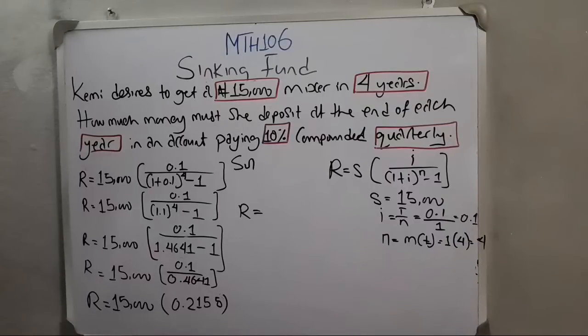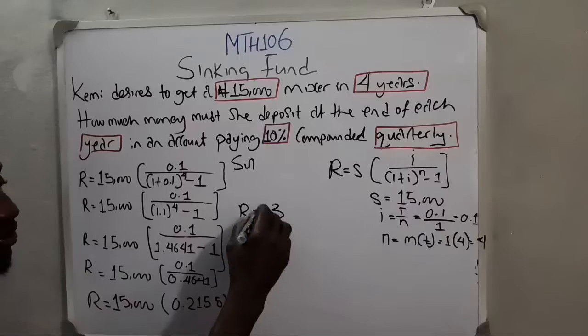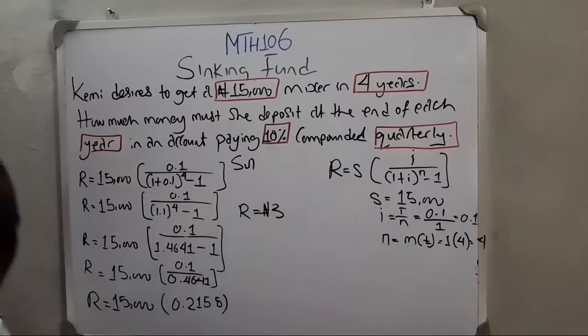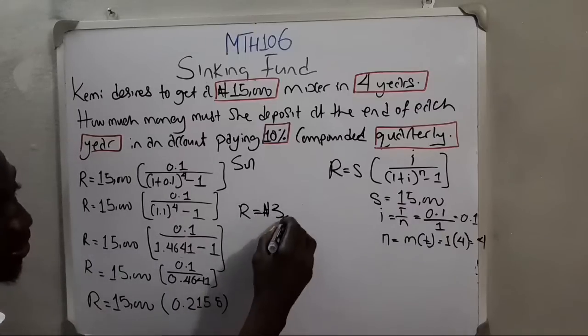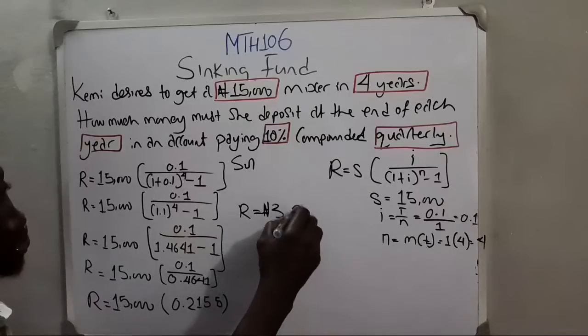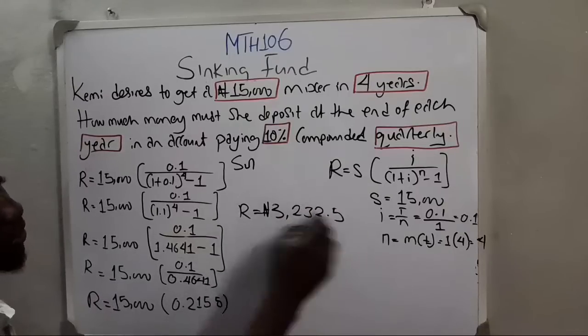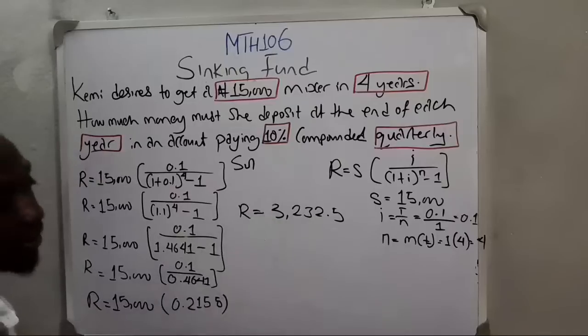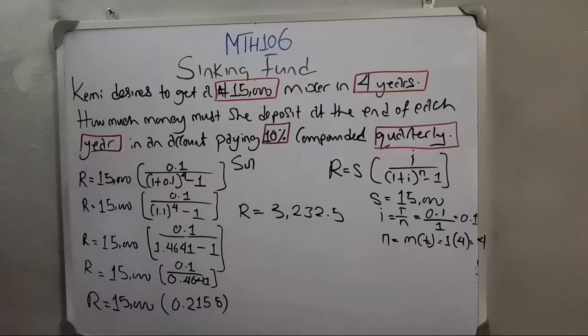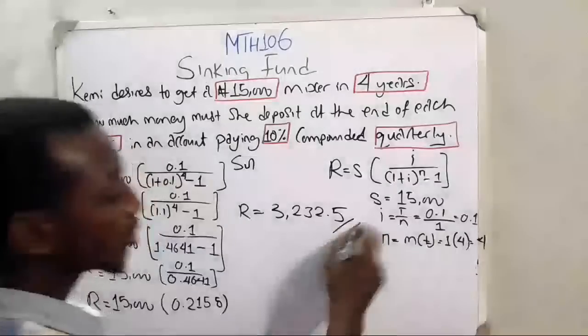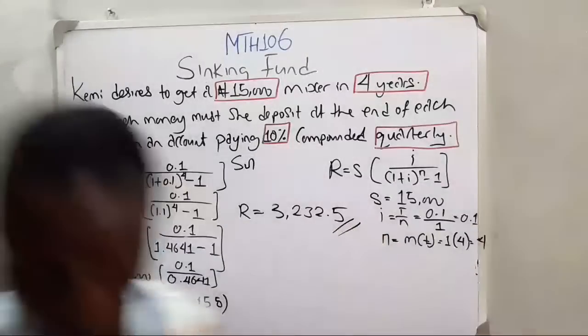Multiply by 0.215215. So we have 3,000. R is equal to 3,000 R. That's 232. But it's still the same thing. So we have that as that.